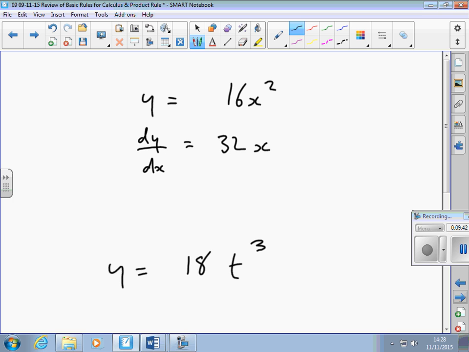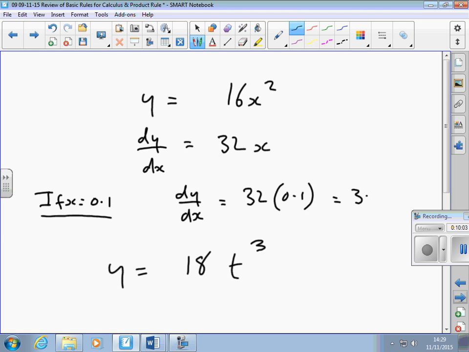So if x equals 0.1, then we could say what the gradient was at that point. dy by dx would be 32 times 0.1, which is 3.2.